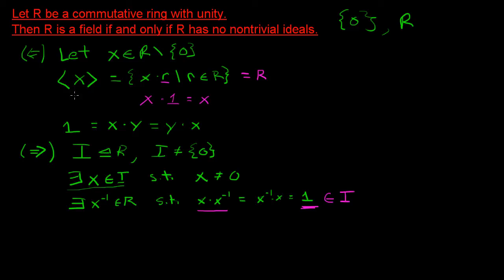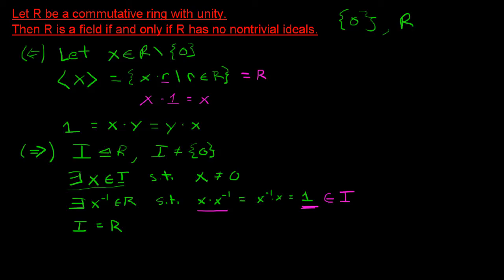And by the first proof that we did in this video, we now can say that since we have an ideal that contains our unity, our multiplicative identity element, then we must have that I equals our entire ring, R. And that's what we wanted to show. If it's not the zero ideal, then it must be the entire ring. So that's our forwards direction now. So that completes the proof here.